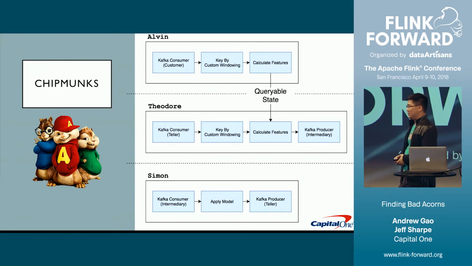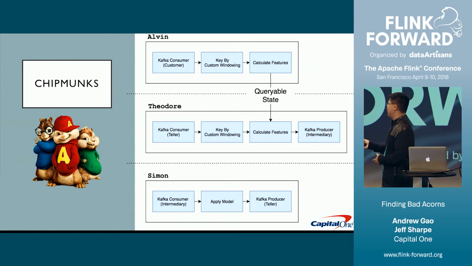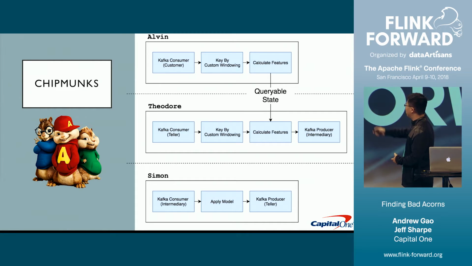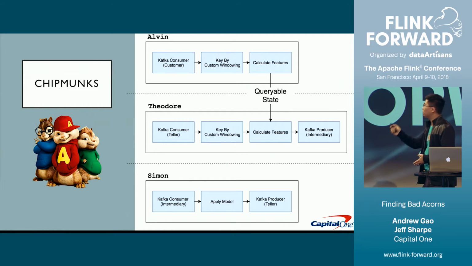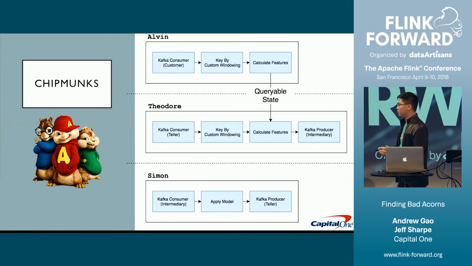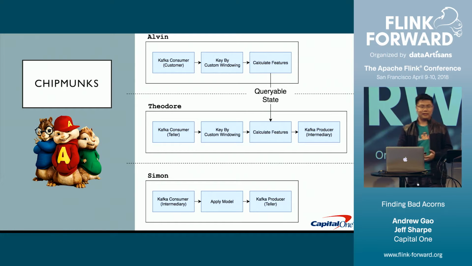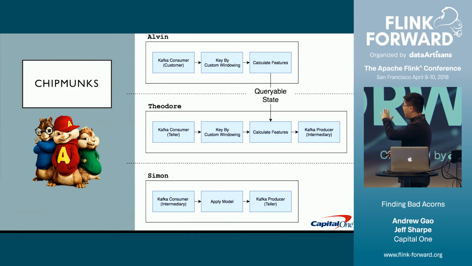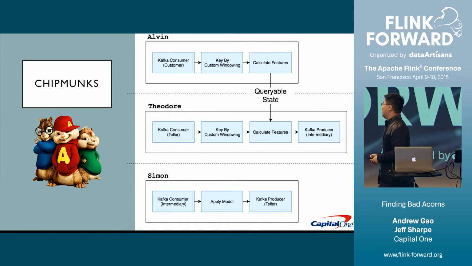So rather than Squirrel, now we have chipmunks. The job graph looks fairly similar, except it's split across multiple Flink apps now. Alvin is our first Flink app that we're going to talk about, and all he's going to do is take a data stream, key by some field, and calculate the features, and he's just going to sit there. We're going to have a lot of Alvins, or a scurry of Alvins, if you will.